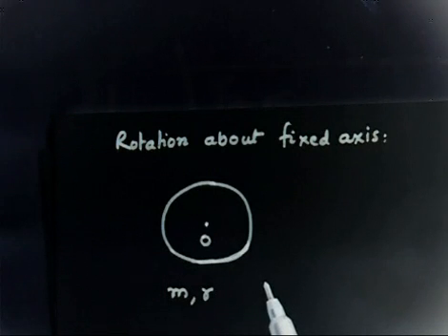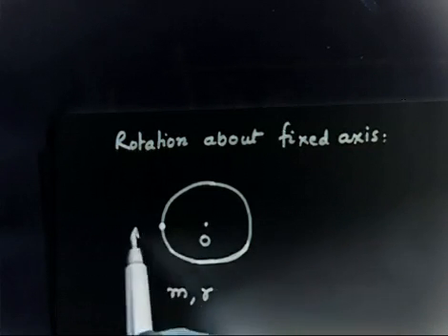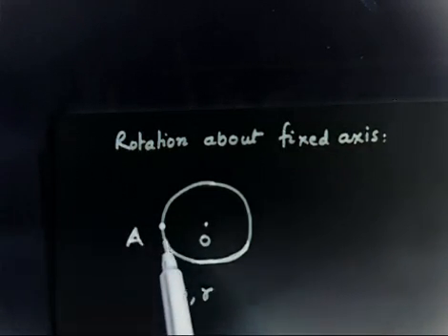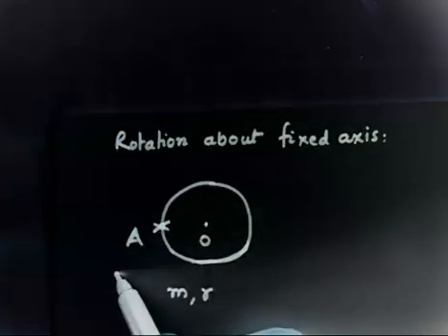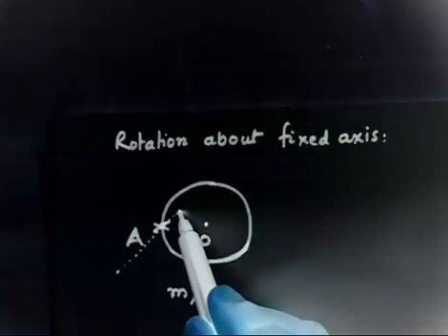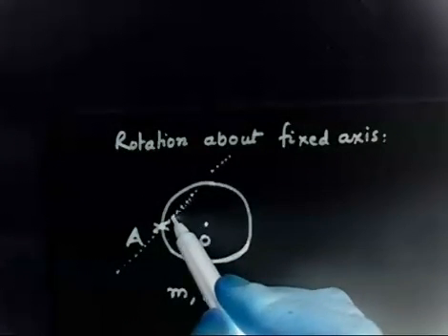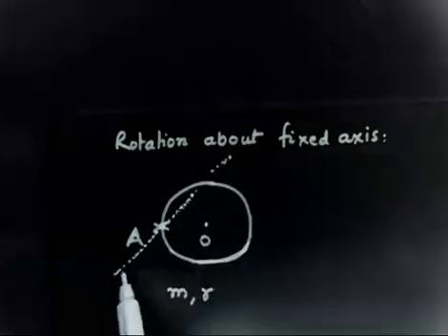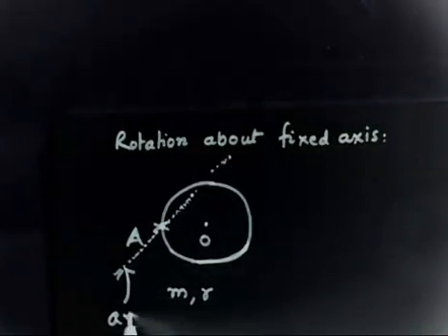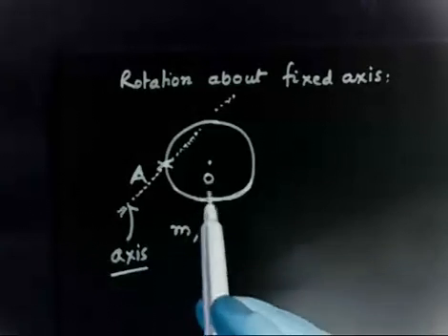It's free to turn in one plane about a smooth horizontal axis passing through A. So there is a point A, and this is basically the axis. Point A is acting as an axis, so there is something fixed. This disk can rotate about this axis. Let us say there is an axis that passes through this point. Are you getting? So this is the axis, and this object can rotate about this axis freely.